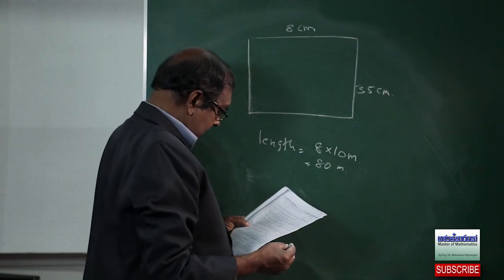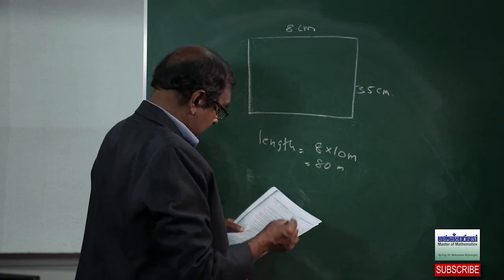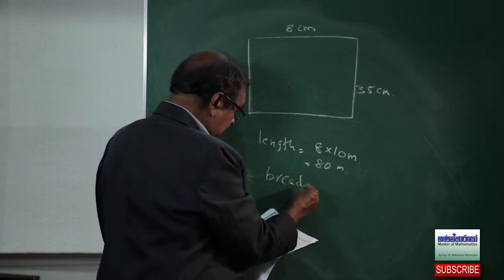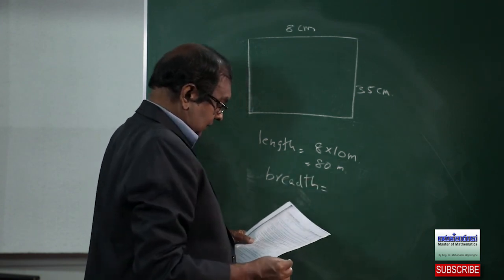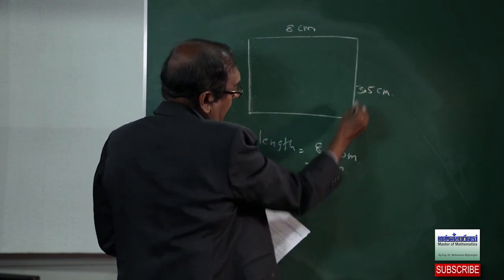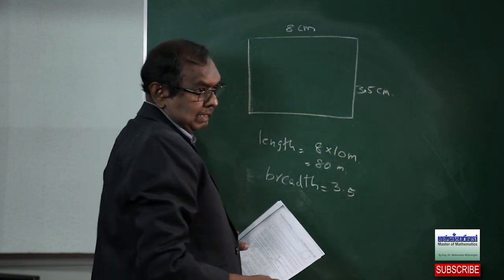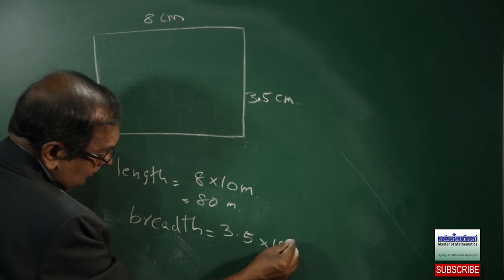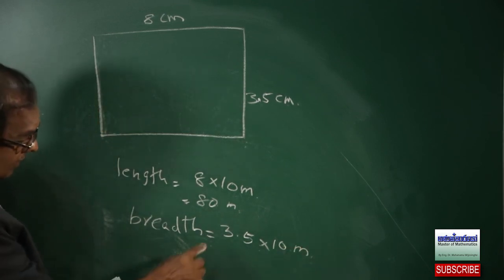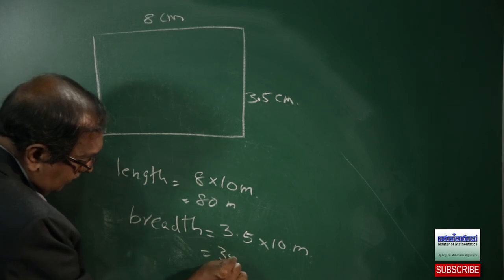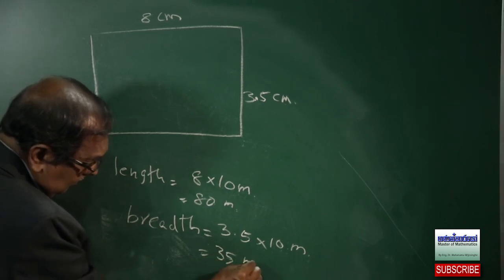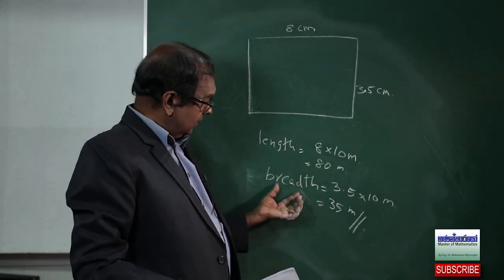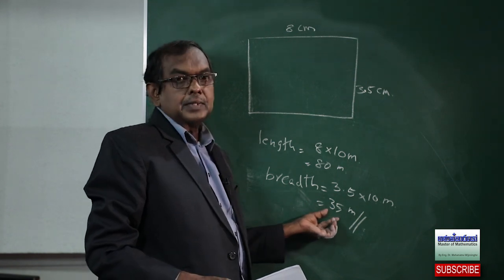Then the width, breadth of the playground. Breadth is given as 3.5 centimeters. 1 centimeter represents 10 meter. Therefore, 3.5 into 10, the answer will be in meter, 35 meter. The two answers are: length is 80 meters, breadth or width is 35 meter.